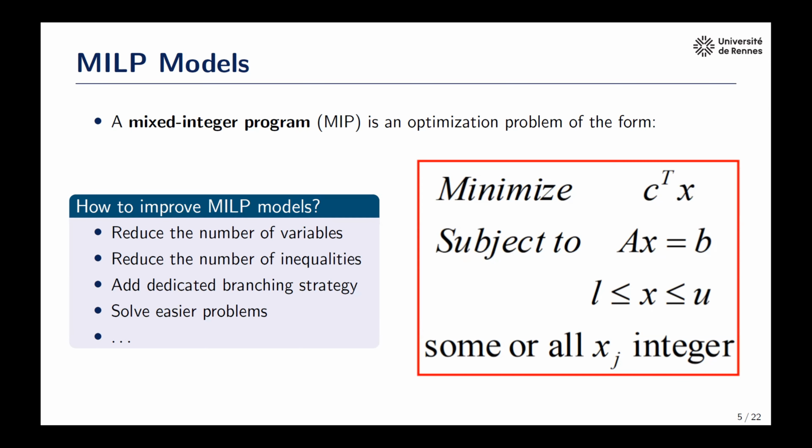There are many ways to do that. For instance, we can reduce the number of variables, reduce the number of inequalities, or we can change completely the strategy and, for instance, add a dedicated branching strategy or solve another problem, which is much easier to solve. I will show you how we applied those techniques to MILP modelization of division property.